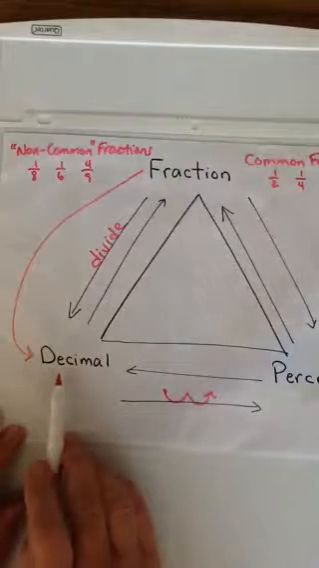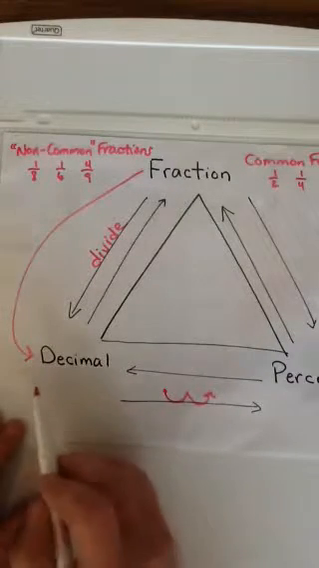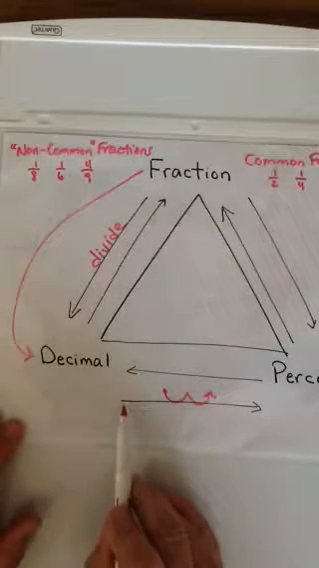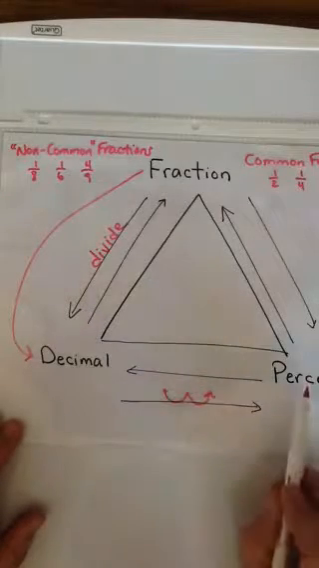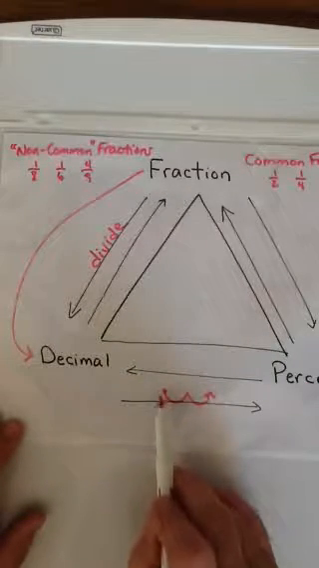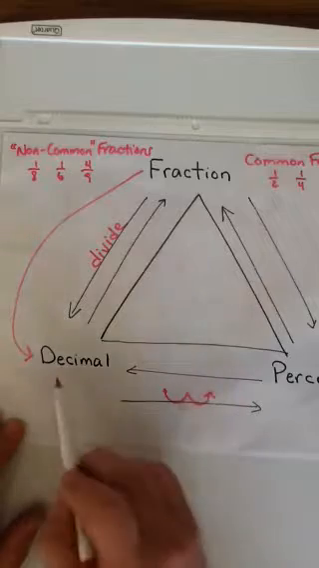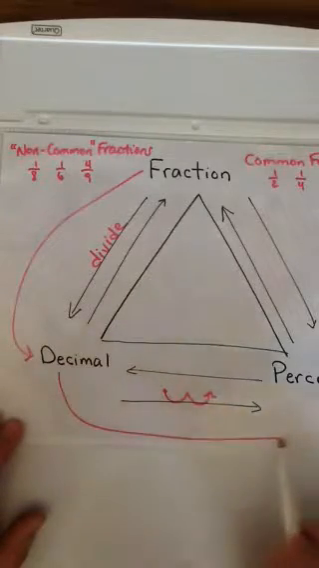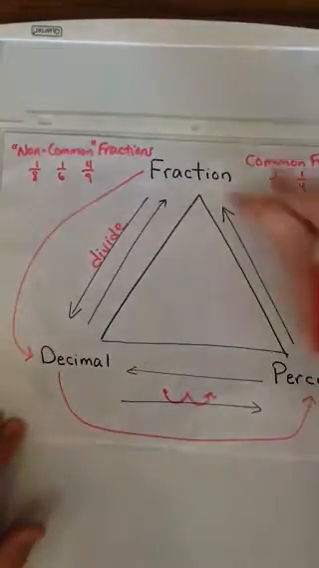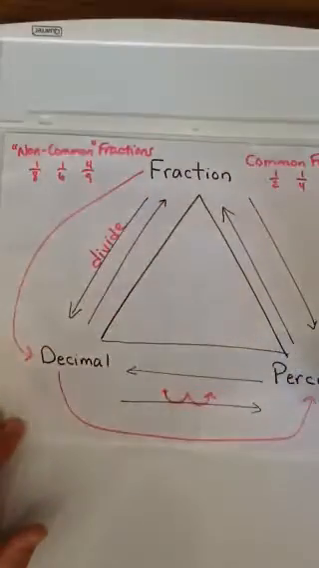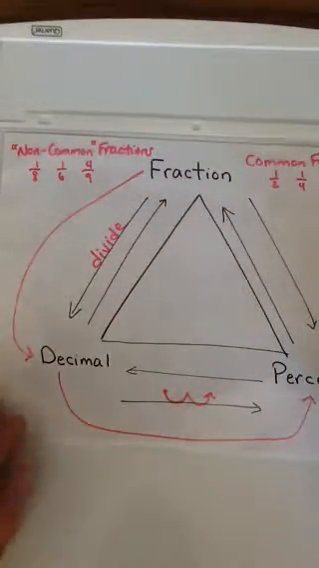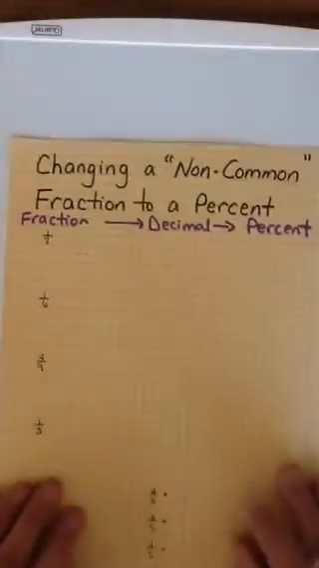And then once we have the decimal number, then we're home free because it's an easy move to change from a decimal to a percent. That's just moving the decimal point 2 places to the right. So that once we do that, we get our fraction changed to a percent. Okay, so I'm going to work some of these with you.